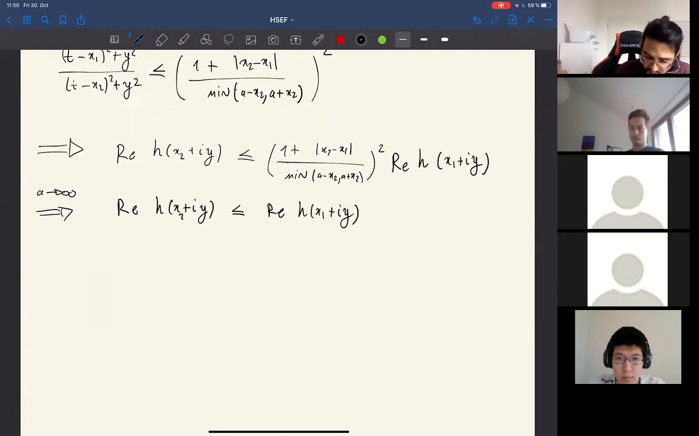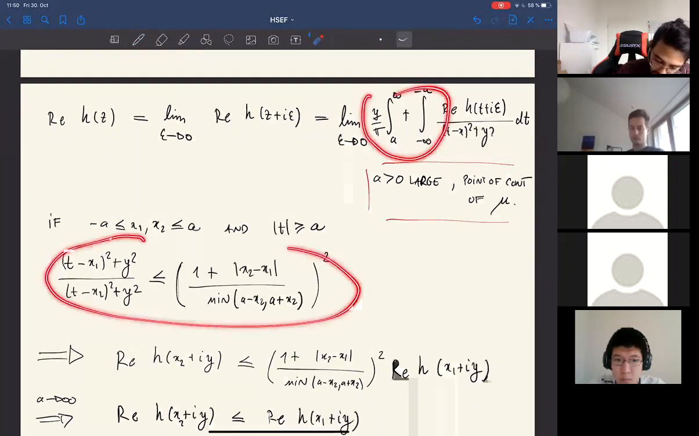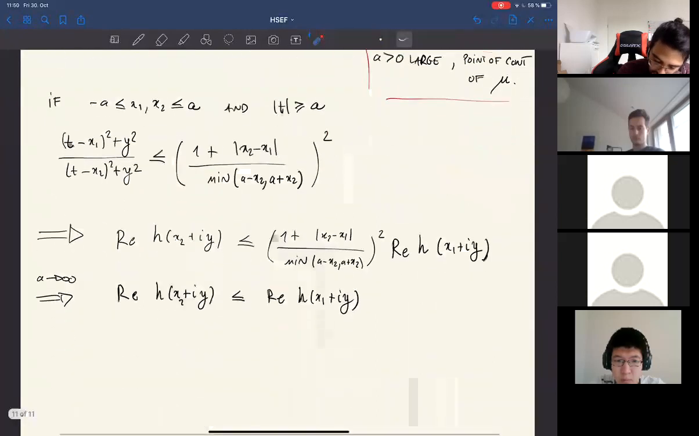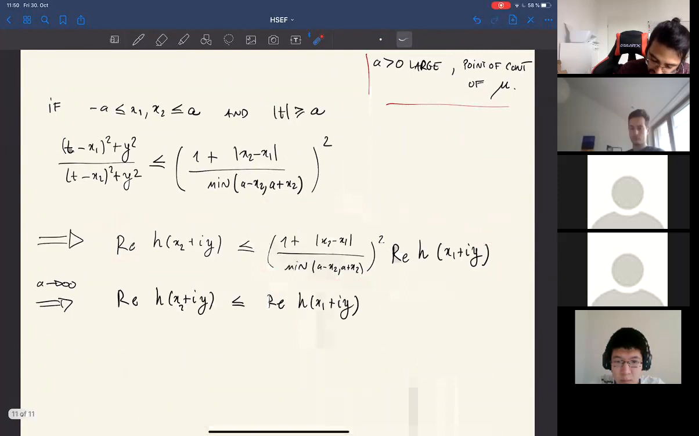And this inequality was possible just because I could remove any, oh, this is wrong, this is minus A. I could remove any big interval from this integral. Okay, so since I can do that, then I can apply a simple inequality to make this trick work. And once I have this trick, I send A to infinity, and then I have that.